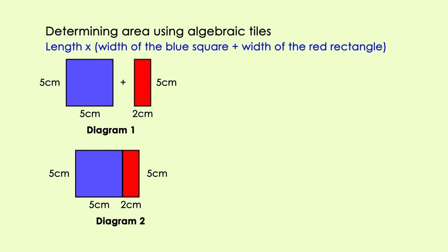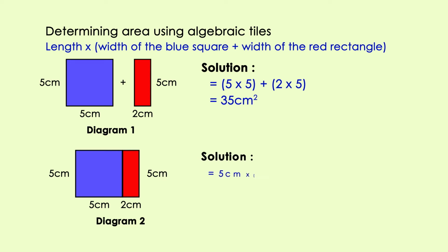What do you think will be the area of both diagram 1 and diagram 2? Boys and girls, did you manage to get the same answer for diagram 1 and diagram 2? Excellent! For diagram 1, the area of the blue square and the area of the red rectangle is equal to 35 square centimeters. And as for diagram 2, we obtain the same answer too, which is 35 square centimeters.